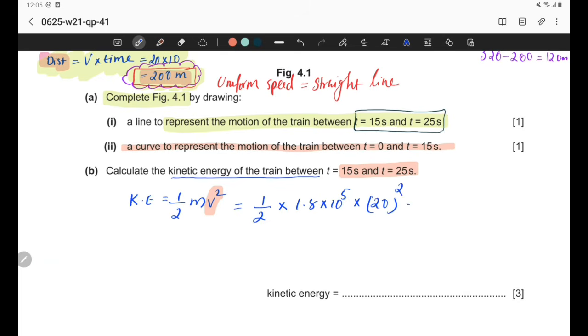So we have to square, and the answer is 3.6 times 10 to the power 7 joule. So the kinetic energy of the train is 3.6 times 10 to the power 7. We should write the unit, since it is energy, the unit is joule.